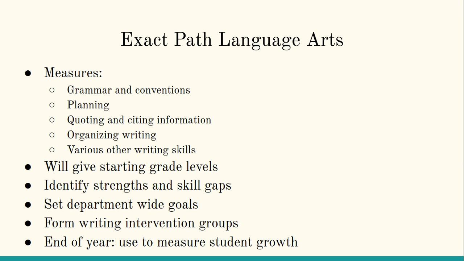This information will also be used to create writing intervention groups of students who need additional support on particular skills, either because they are starting at a particularly low level or because they are struggling with a skill that most students have mastered. These students will work with the literacy specialist on these skills. The Exact Path Language Arts Assessment will also be administered at the end of the year to measure student growth.